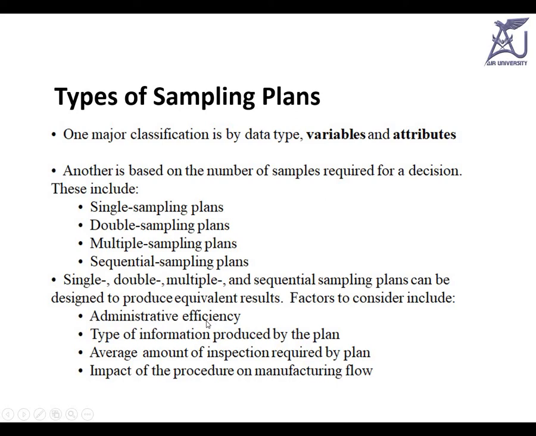The factors which you have to consider during acceptance sampling are the administrative efficiency and the types of information produced by the plan. If these are the objectives being considered in your mind, then consider the average amount of inspection required by the plan and the impact of the procedure on the manufacturing flow as well. These are a few factors to consider before you go for acceptance sampling.